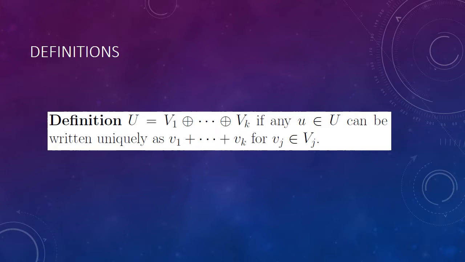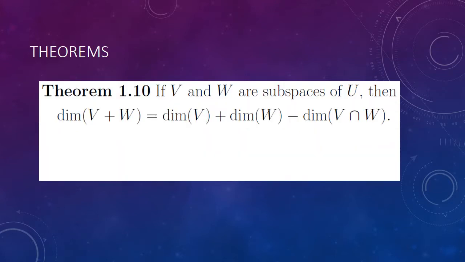This actually turns out to be equivalent to saying that you can always write U as a sum of those things, and that an appropriate intersection rule is true for these subspaces. But it's a little bit more complicated, so I'll refer you to the book to see that definition, but this is sufficient for our purposes today. Now let's take a look at some theorems.